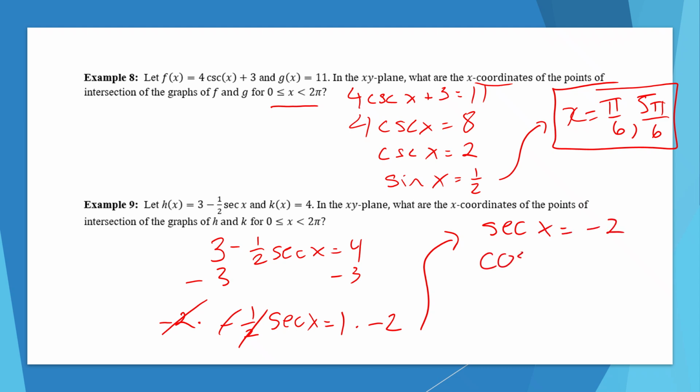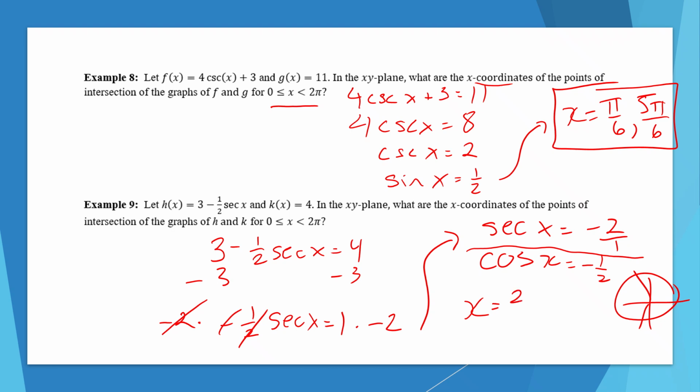And then take the reciprocal of both sides. This is -2/1. So that you should get cosine x equals -1/2. Here, x would be equal to, cosine is going to be negative in the second and third quadrant at a 60-degree reference angle. So 2 pi over 3 and 4 pi over 3 should be our angles from 0 to 2 pi there.